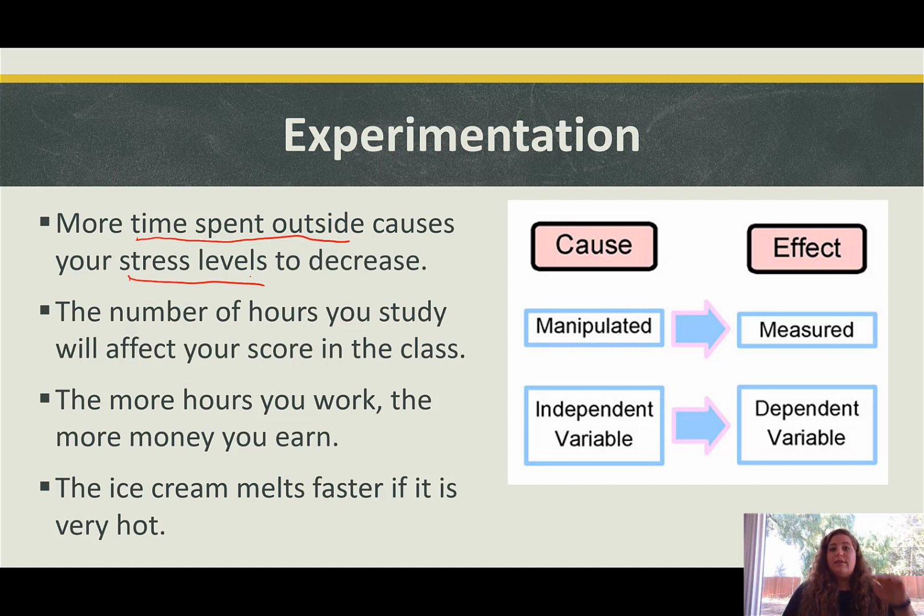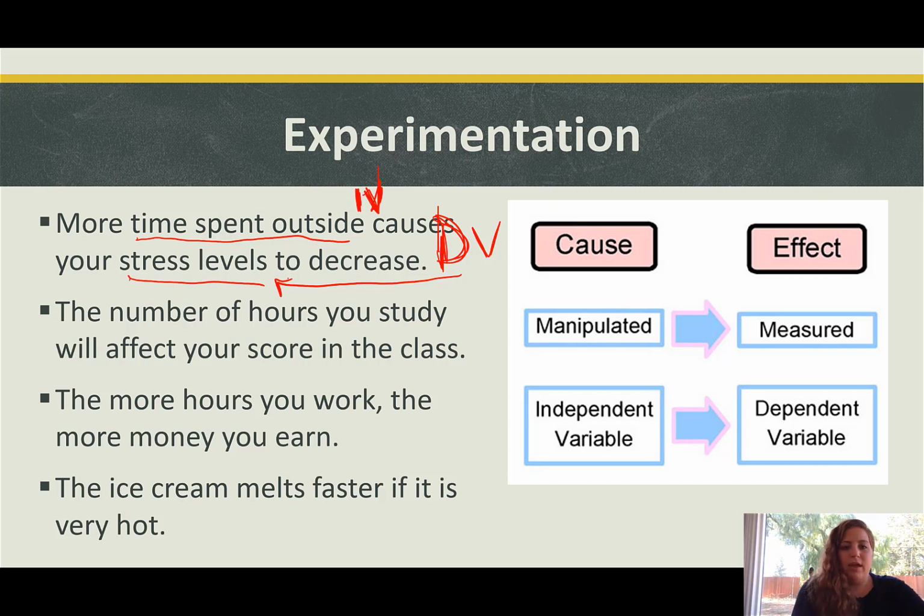Well, I can plug these into that sentence now. The IV causes the DV to change. So the time spent outside causes the stress level to change. Does that make sense? Yeah, it kind of does. But what if I said the stress level causes the time spent outside to change? That doesn't make quite as much sense. So when I spend time outside, how much time I spend outside, that is my IV, the thing that I am changing. My DV, or what I'm measuring, is my stress level. So the IV is causing my stress level to change.